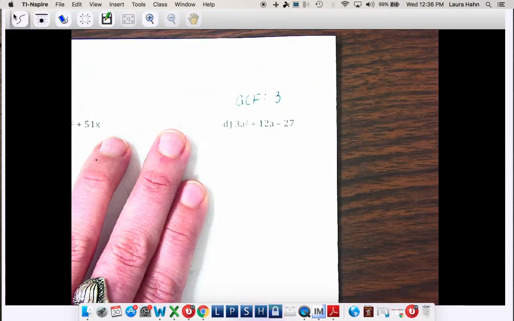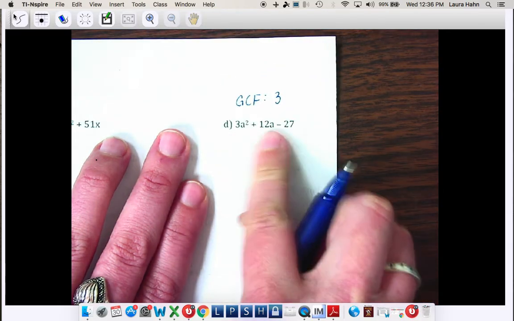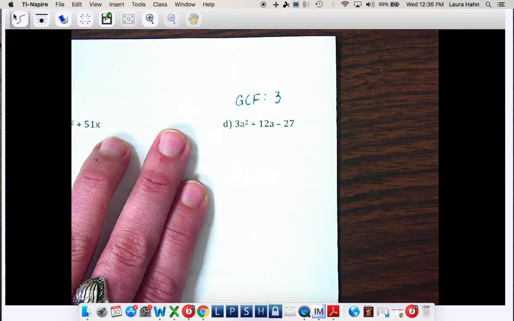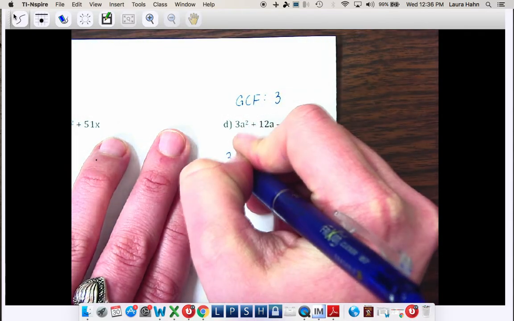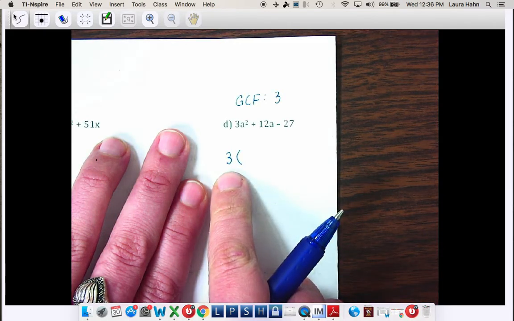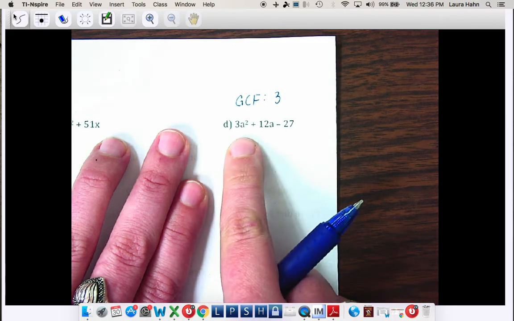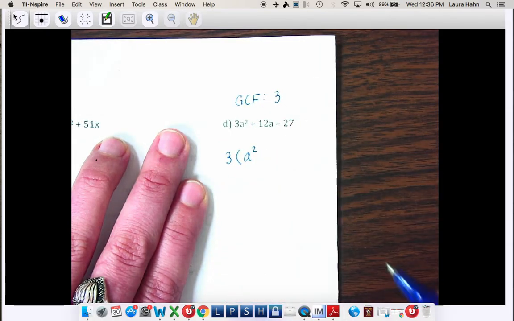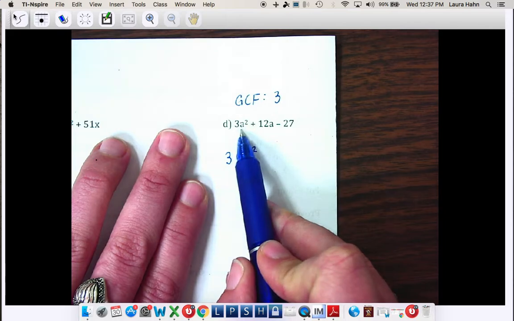Let's see if they have any variables in common. A squared, A, but no A's. So I know A they do not have in common because this one is missing it. So what I'm going to do is take out 3. Okay, and I'm going to think to myself, what do I have to multiply 3 by to get to 3A squared? Well, 3 times A squared is 3A squared. Boom, done with this part.